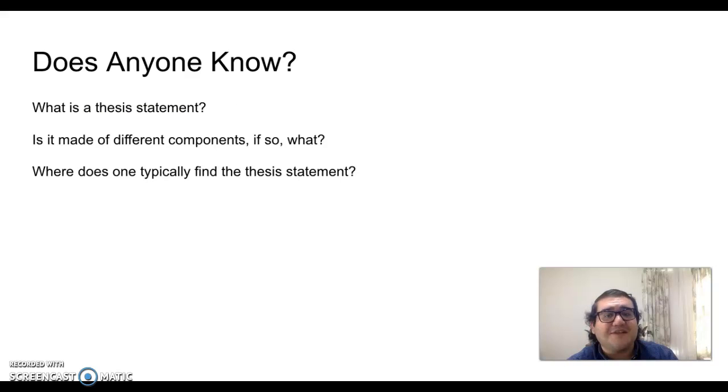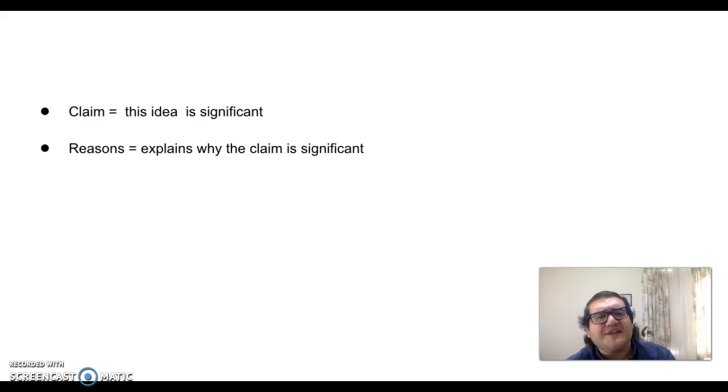So what is a thesis statement? In case anyone didn't know, think of it as a kind of table of contents. We'll go into more detail about that in a separate slide. Is it made up of different components? If so, what? As covered in the first slide, it is the claim plus reasons. Where does one typically find the thesis statement? As I stated before we began this lecture, it's always located as the last sentence of your introductory paragraph.